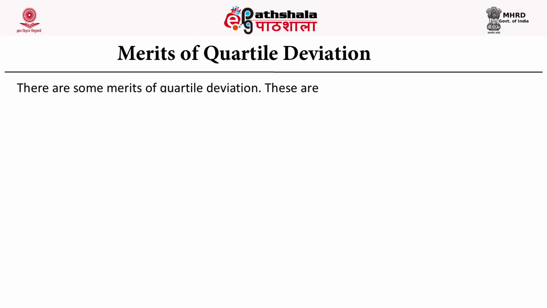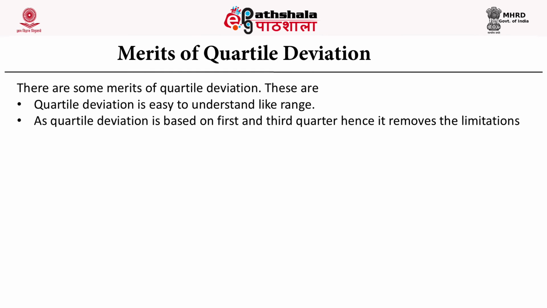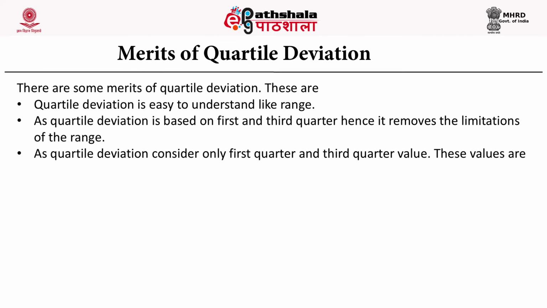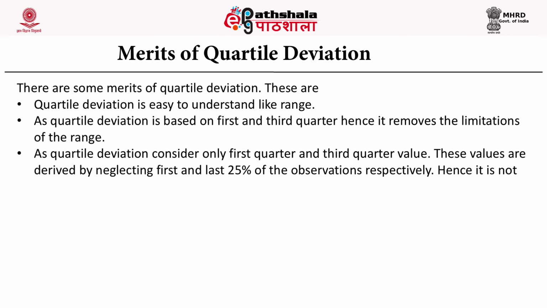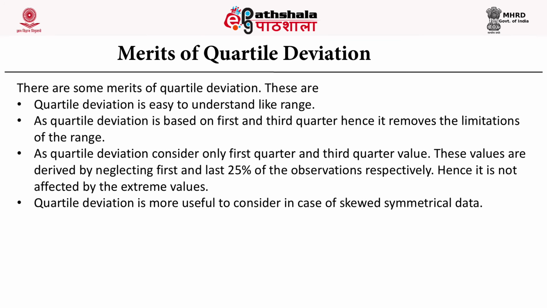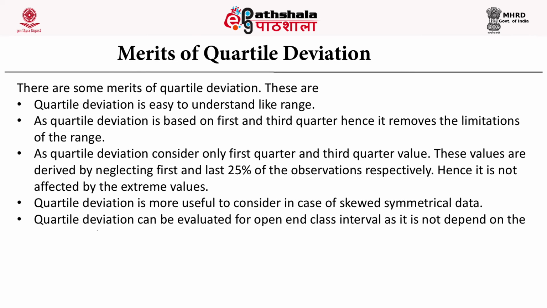Some merits of quartile deviation. Quartile deviation is easy to understand like range, and as quartile deviation is based on the first and third quartiles, it removes the limitation of the range. As quartile deviation considers only the first quarter and third quarter values, which are derived by neglecting the first and last 25% of the observations respectively, it is not affected by extreme values. Quartile deviation is more useful in the case of skewed, asymmetrical data. Quartile deviation can be evaluated for open-end class intervals as it does not depend on the extreme values.